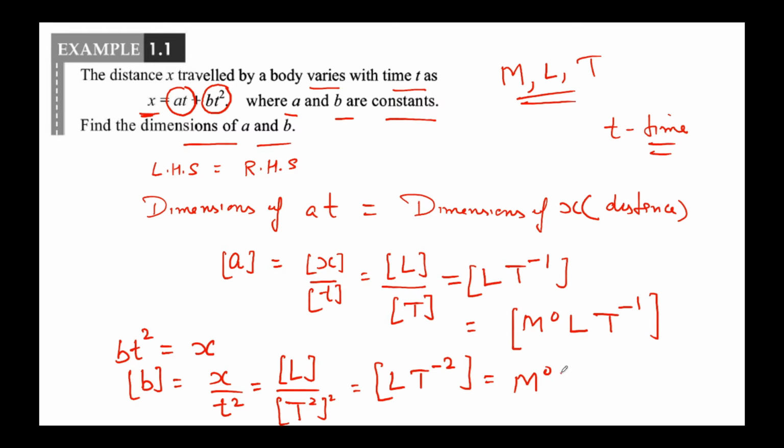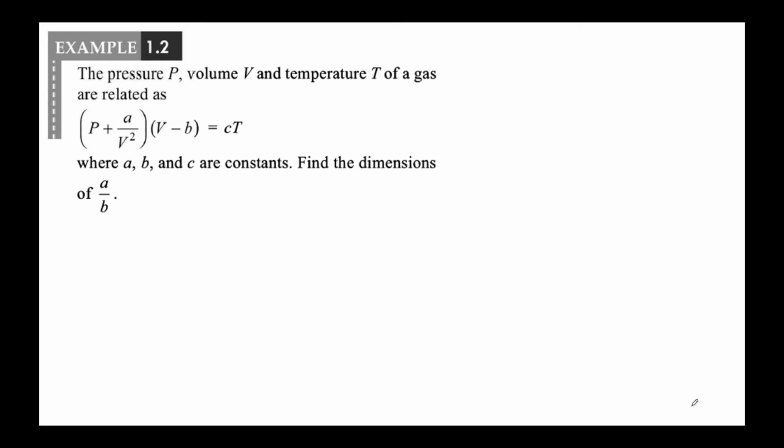We can also write the dimension of b as m raised to power 0, L raised to power 1, t raised to power minus 2. So this is our answer. Using this principle of homogeneity, you can derive the dimension of any constant value. So the next example is the pressure P, volume V and temperature T of a gas. They are related with this equation, and here a, b and c are constants.